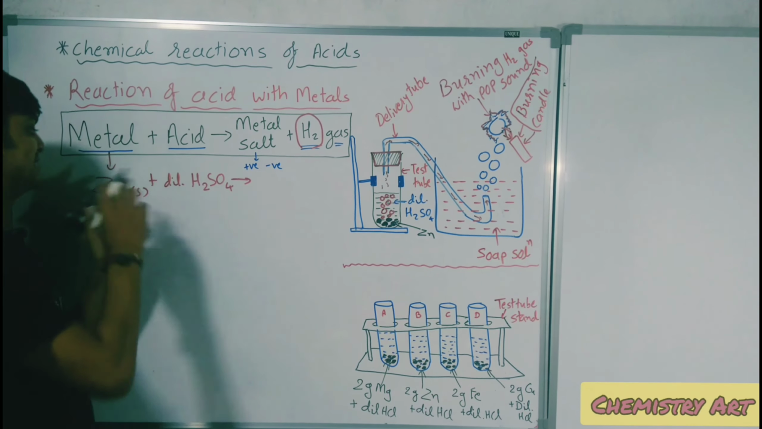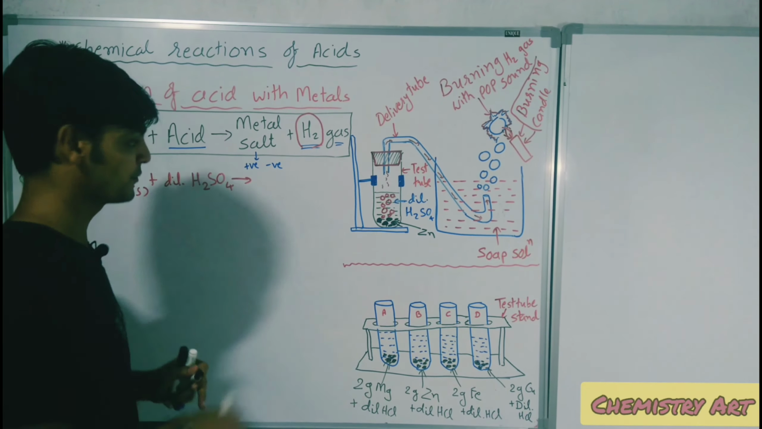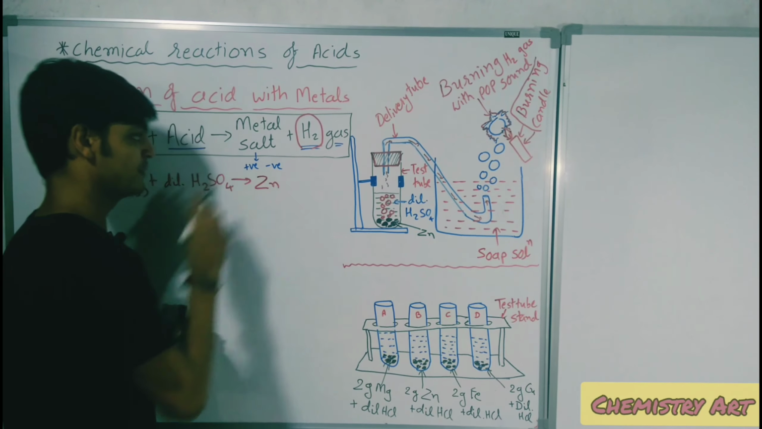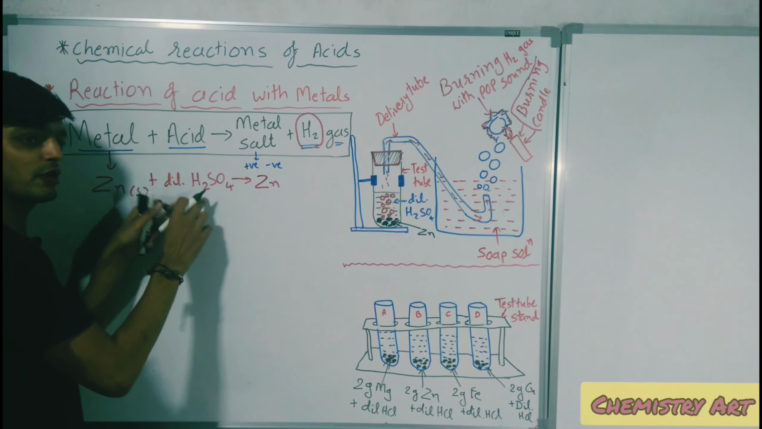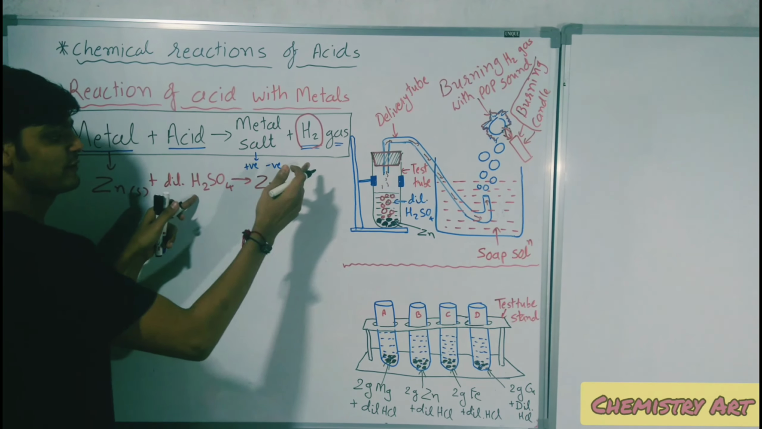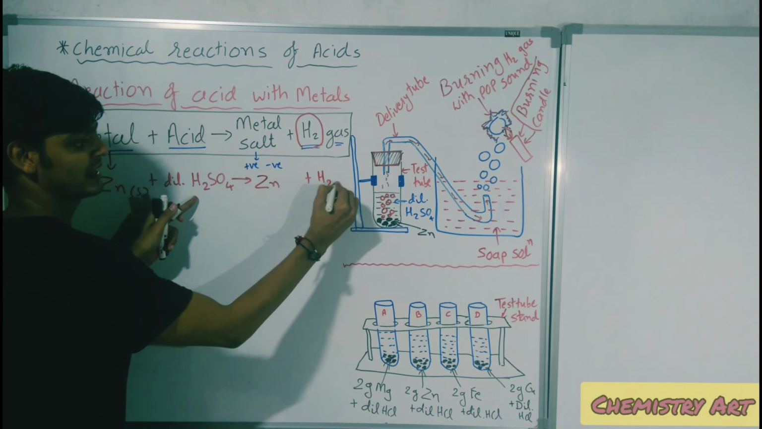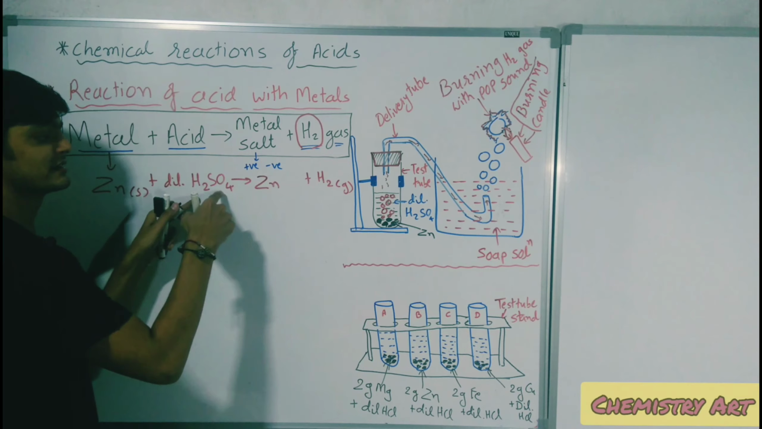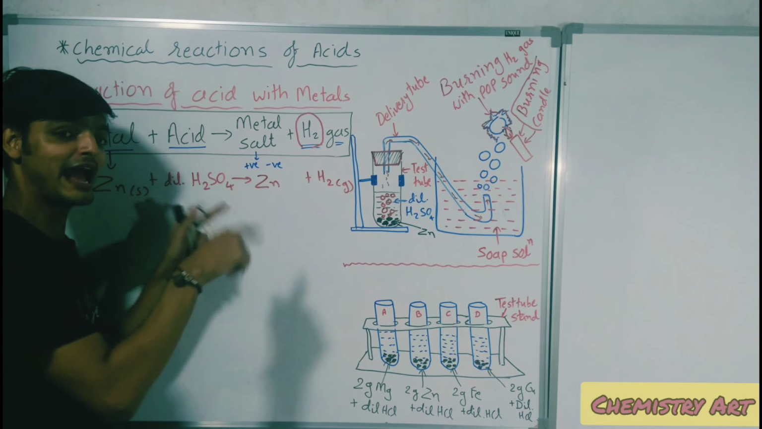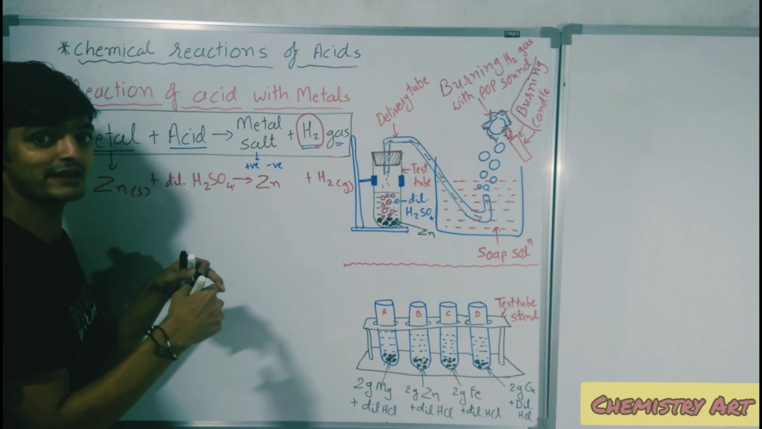So zinc, its valence is +2, so Zn2+. And from here, what will form? Hydrogen gas is forming, so H2 will form hydrogen gas. So let me write here H2, hydrogen gas. And what remains? Sulfate, SO4. SO4 is also having 2 minus valency.